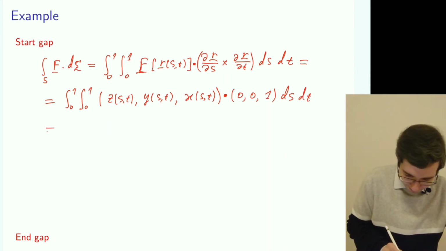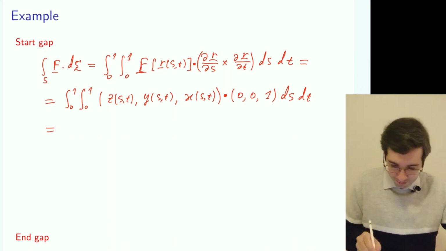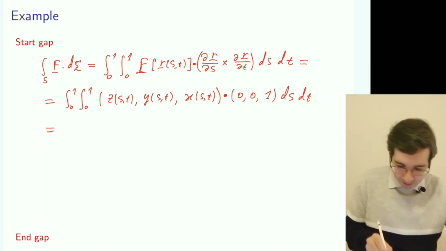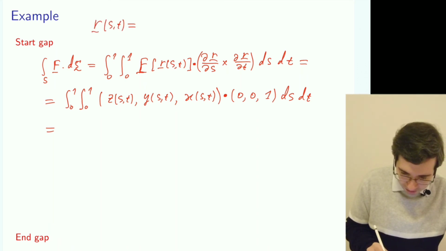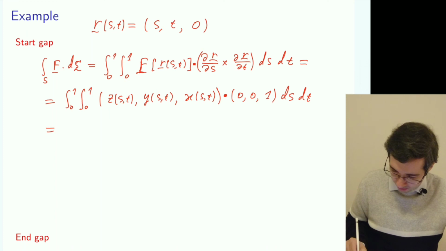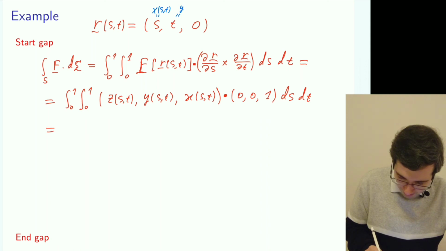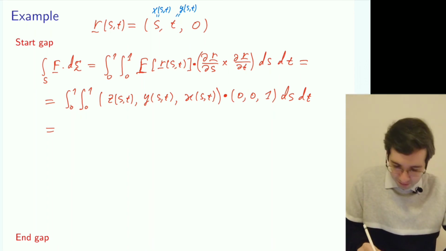So if we do that, we are nearly there, but we are missing one bit. We are missing the information about how to move from z to actual s. And for that, we need to remember that the position vector r of s and t was given by (s, t, 0), which means that x of s and t was s, and y of s and t was t. That was the coordinates of the position vector, and there was no z coordinate here.